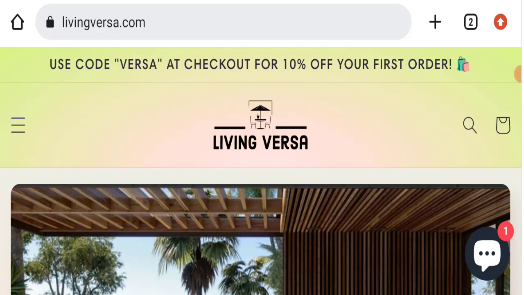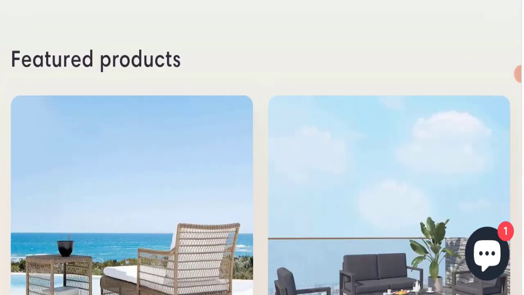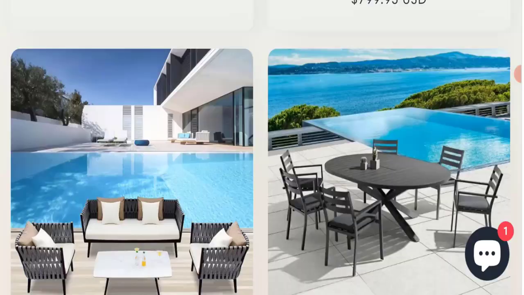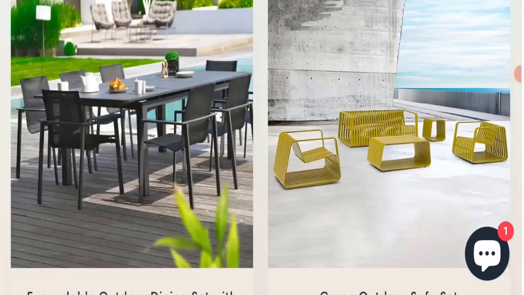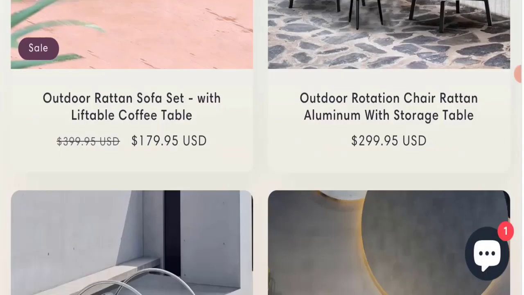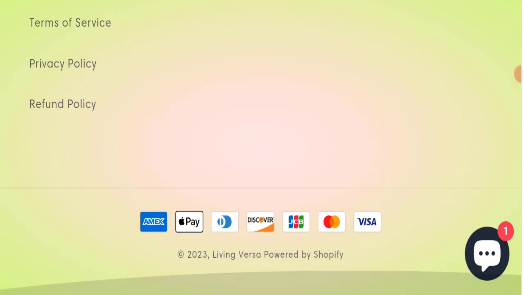First of all, we will find out about the website type and the products they are offering to the customers. This is an e-commerce site, and as you can see here, they are offering many types of furniture, like sofas, chairs, coffee tables, dining tables, and also these types of products. Next we will scroll down and check the payment modes of this website. They are accepting Apple Pay, Diners Club International, Amex, Discover, JCB, MasterCard and Visa for making payments.